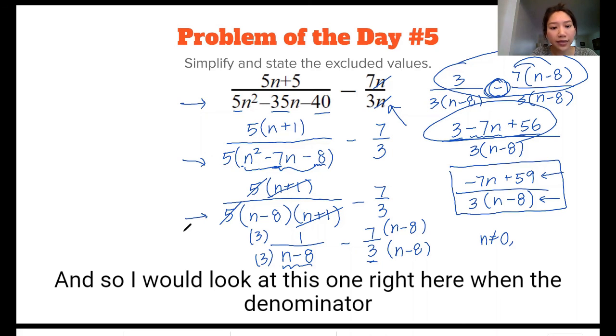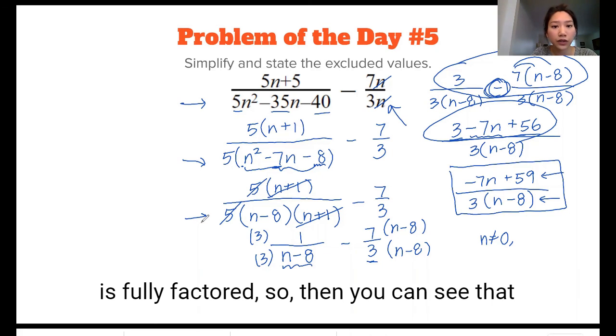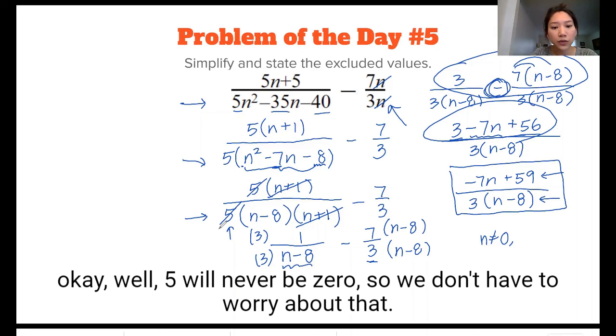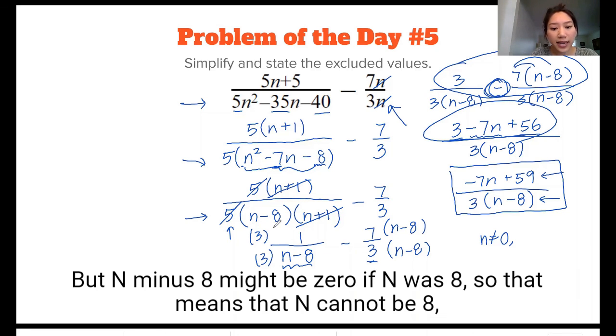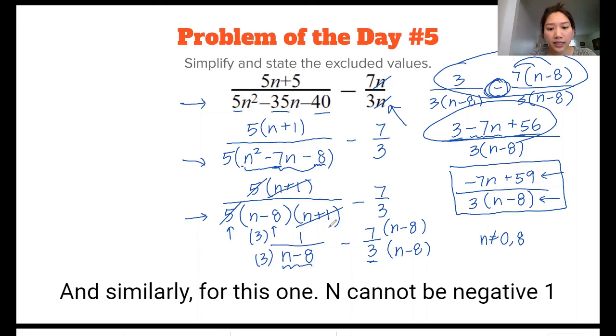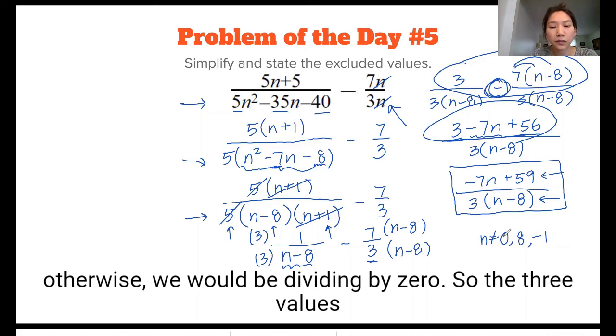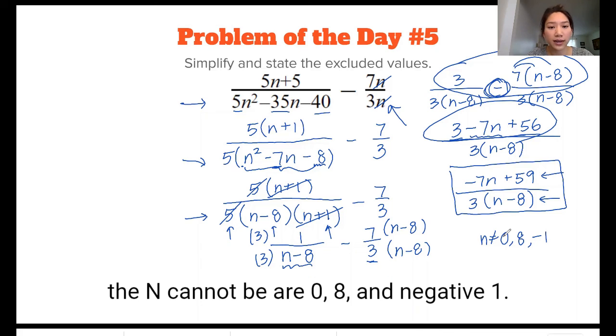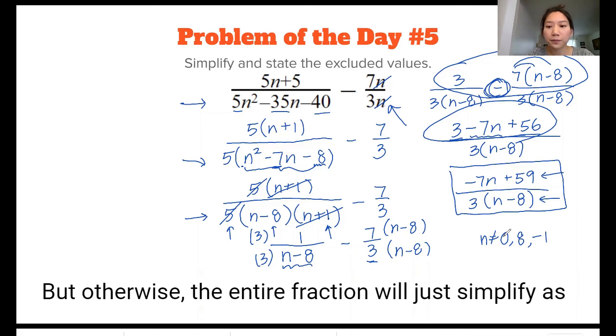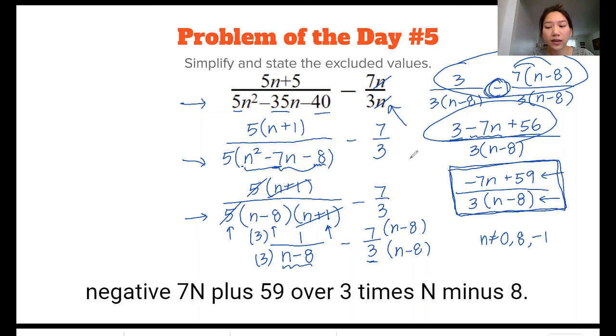And so I would look at this one right here, when the denominator is fully factored. Then you can see that 5 will never be 0, so we don't have to worry about that. But n minus 8 might be 0 if n was 8, so that means that n cannot be 8. And similarly for this one, n cannot be -1, otherwise we would be dividing by 0. So the three values that n cannot be are 0, 8, and -1, but otherwise, the entire expression will simplify as -7n plus 59 over 3 times n minus 8.